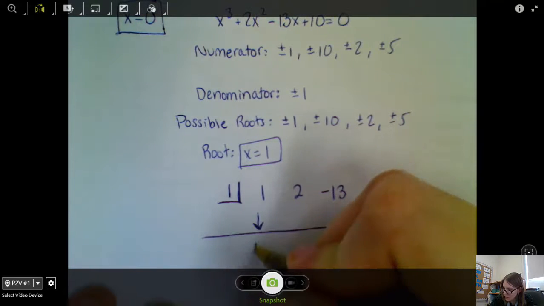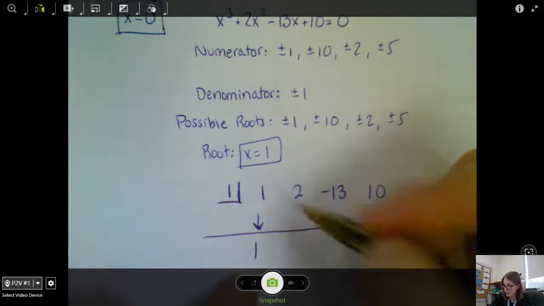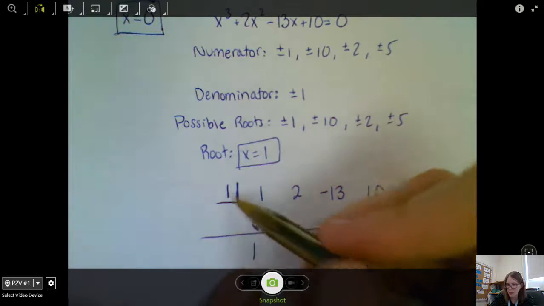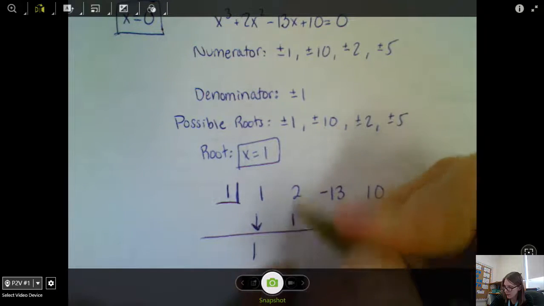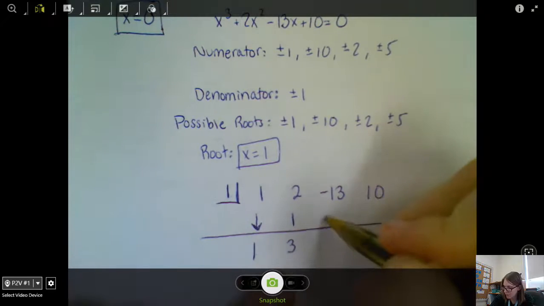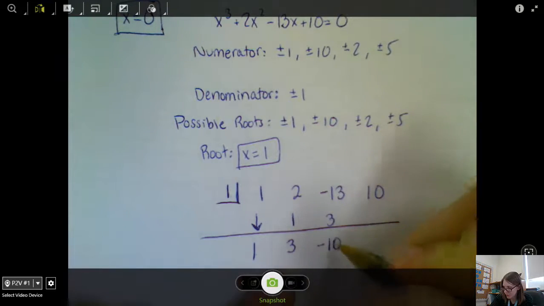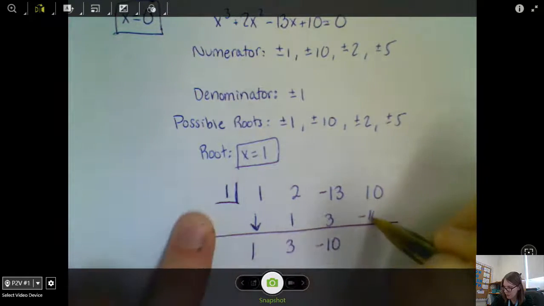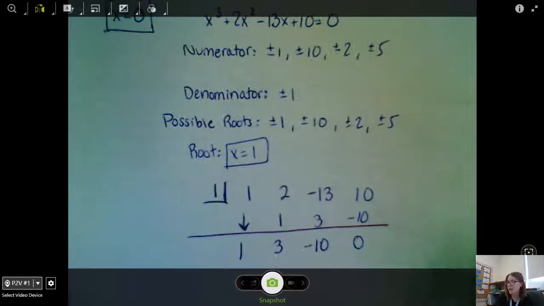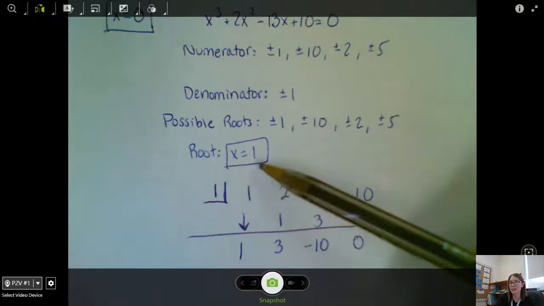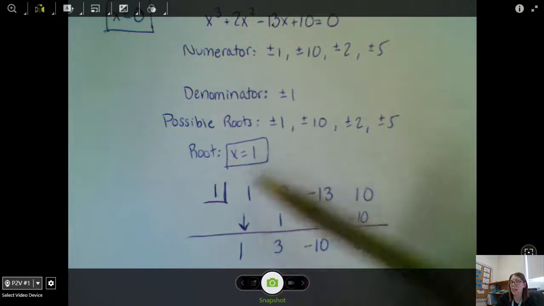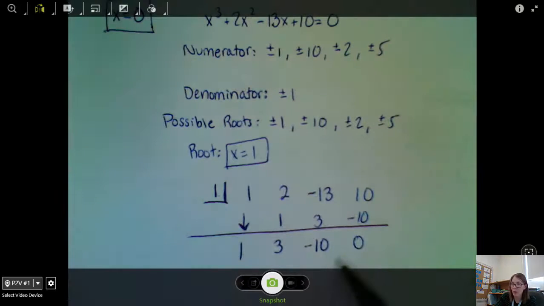Bring down your first number, and then we take that times our number in our box. Add straight down. And keep going. Now don't forget, since we know that this is a root, and we know x minus 1 would have to be a factor, we will end up with a remainder of 0. If you don't, that means you messed up somewhere.